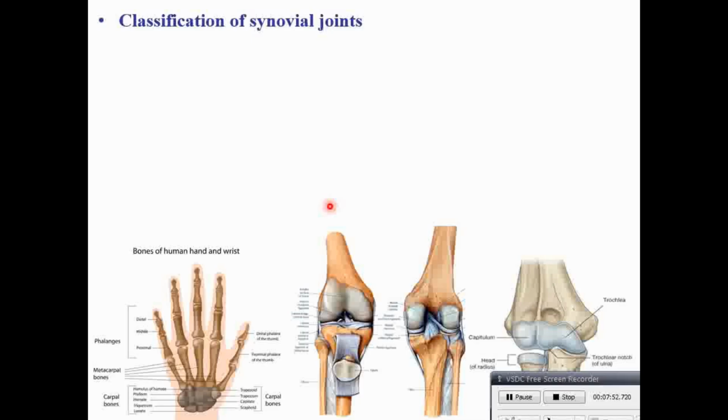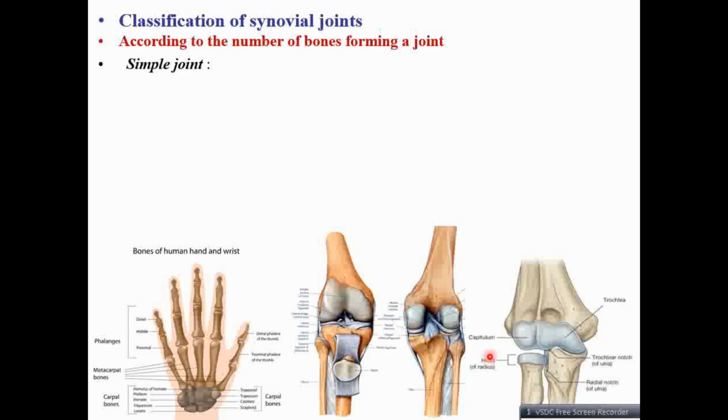Classification of synovial joints. It is a usually asked question from the exam point of view, very important. According to the number of bones forming a joint, we can divide the joints into simple joints, meaning only two bones take part in articulation. They are referred to as simple joints.